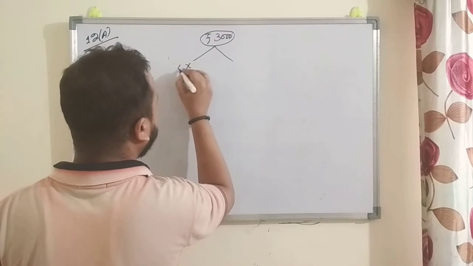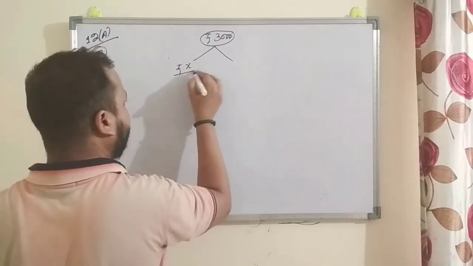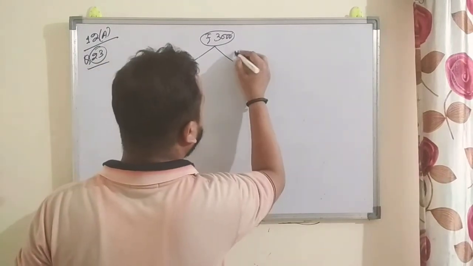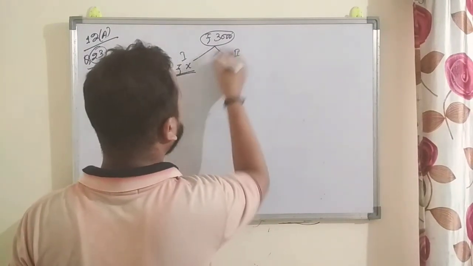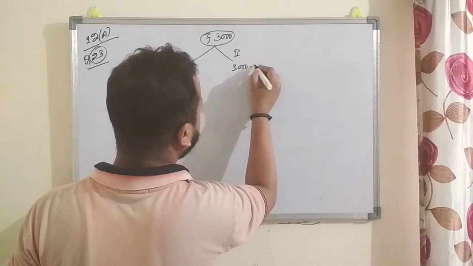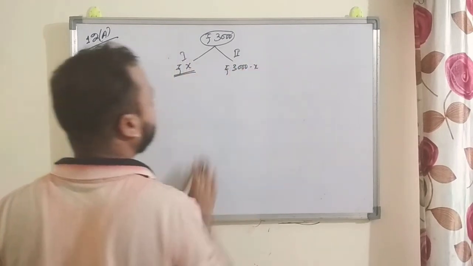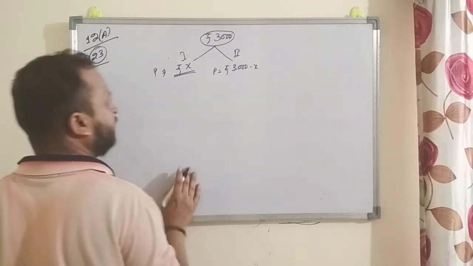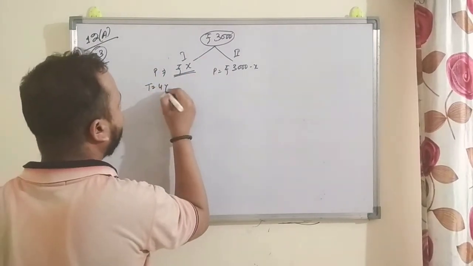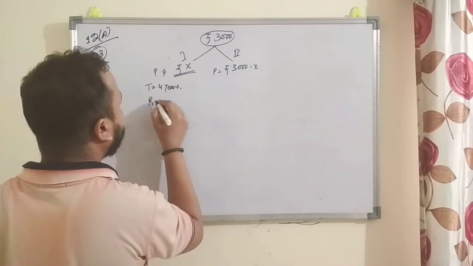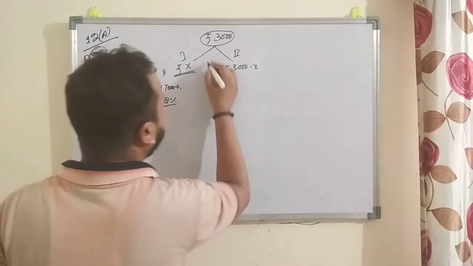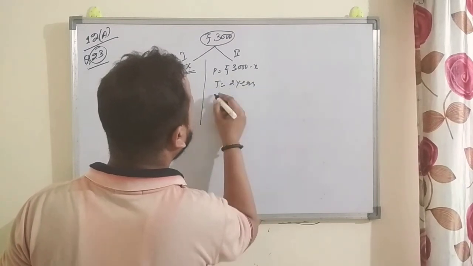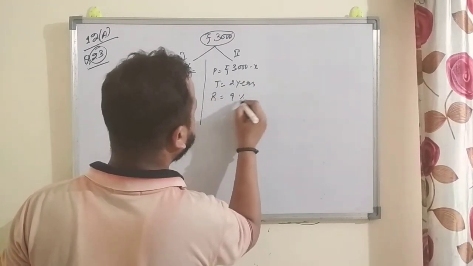Suppose the first part is x and the second part is, if we subtract x from it, the left part is 3000 minus x, right? So this is the principal for the first part and the principal for the second part. Time here is given as 4 years. Rate is given as 8%. Here time is given as 2 years. Rate is given as 9%, right?